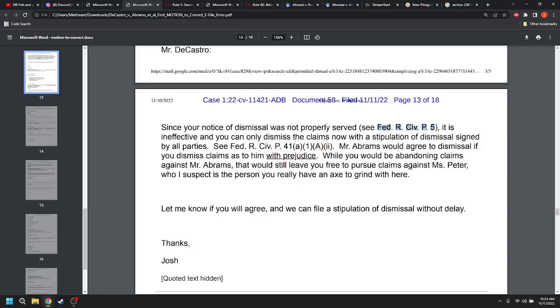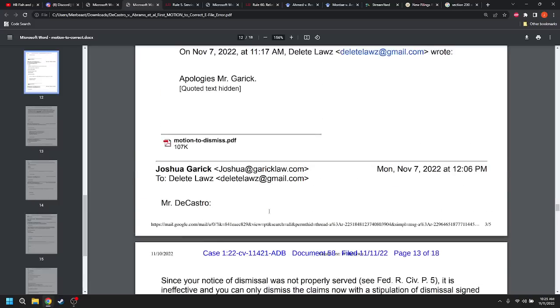It is ineffective, and you can only dismiss the claims now with a stipulation of dismissal signed by all parties, or by court order. Mr. Abrams would agree to dismissal if you dismiss claims as to him with prejudice. Good on you, Josh. While you would be abandoning claims against Mr. Abrams, that will leave you free to pursue claims against Ms. Peter, who I suspect is a person you really have an axe to grind with here. Let me know if you agree, and we could file a stipulation of dismissal without delay.